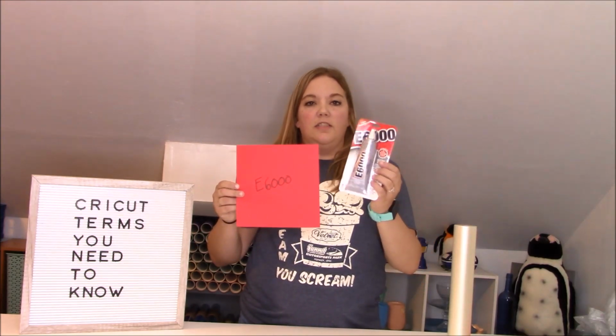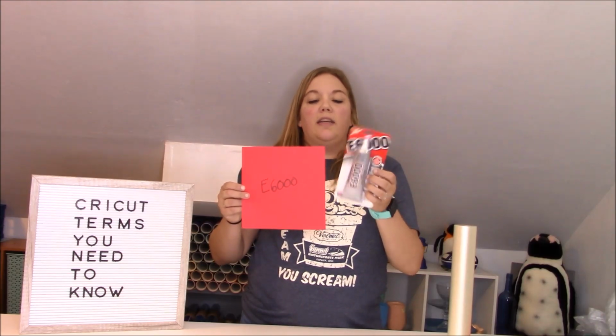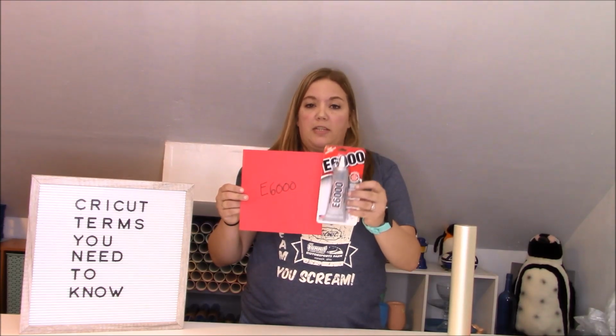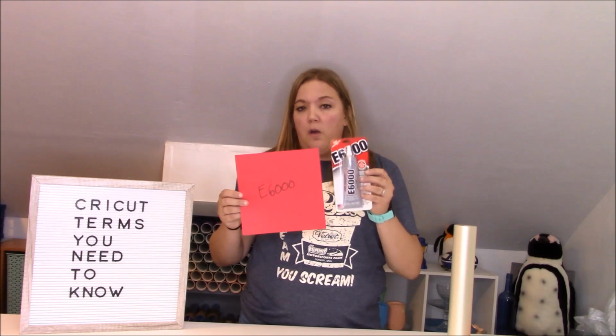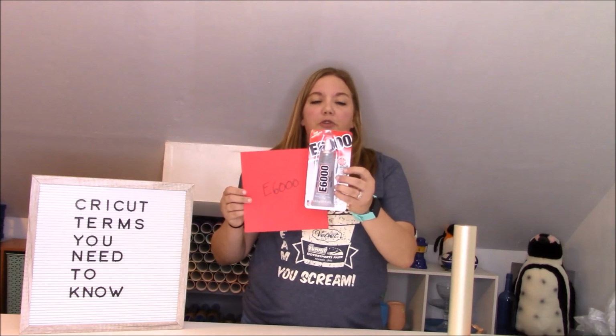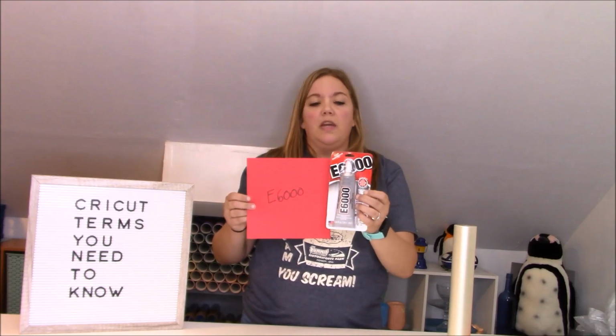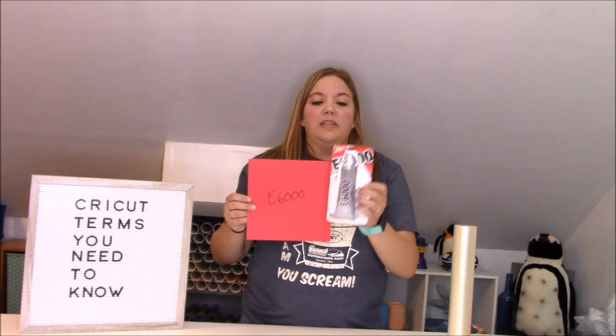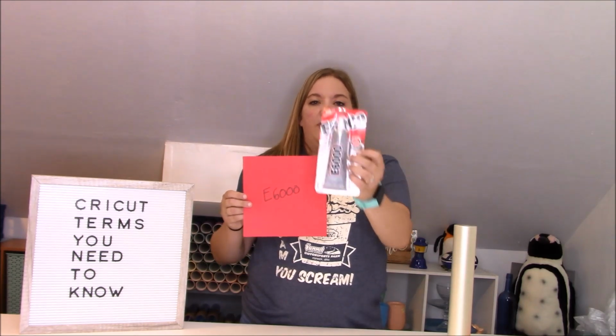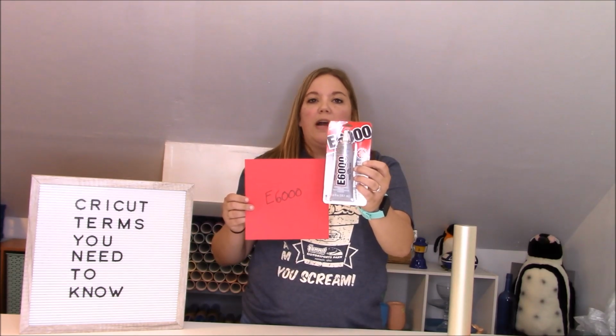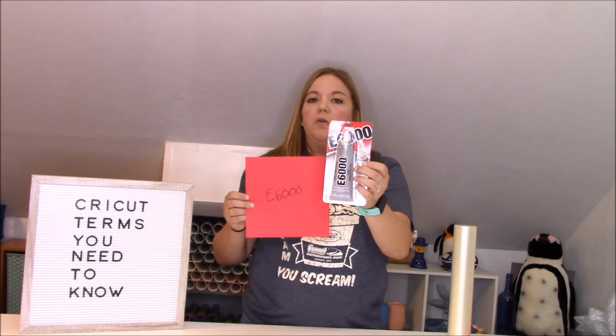E6000, this is an industrial strength glue, and it's recommended for a lot of different projects, especially things where hot melt glue may not work. It comes in a tube. It is not real expensive, but it is very powerful, so you want to be very careful when using it. But when people say E6000, it is an actual glue brand, and this is what it looks like. You can get this at most of your craft stores, on Amazon. I will link it below.